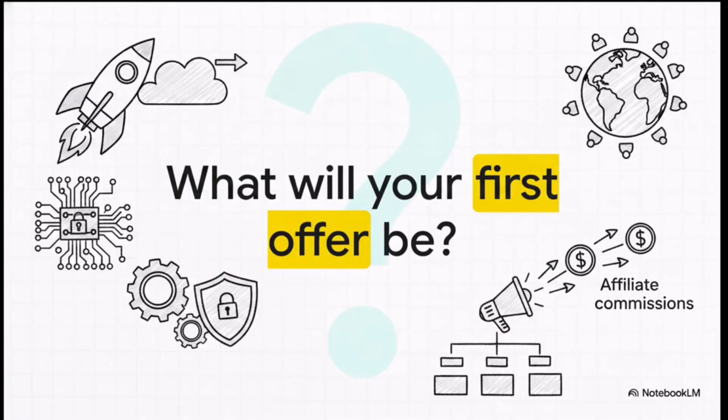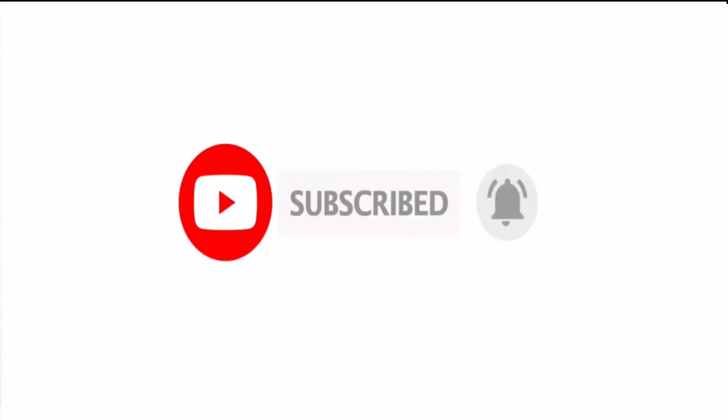Which brings us right to the end of this explainer, and I want to leave you with one final thought. You now know that the automation is ready, the security layers are active, and a massive global audience is just waiting out there. You have the structure and all the tools you need to succeed without the overwhelm. So take the leap. What will your very first offer be? Get out there, launch that campaign, and start your affiliate journey.